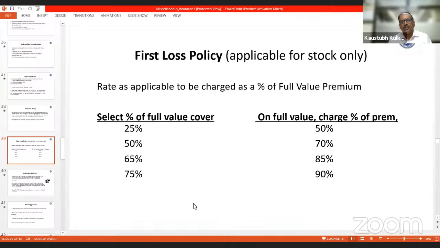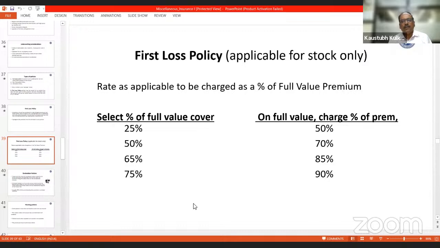We have to charge premium of 50%. So here, when we are having the example of 1 crore sum insured as a full value, and when a first loss policy is taken by the insured, what will be the sum insured or the liability? The liability will be restricted to 25 lakhs and not 1 crore.